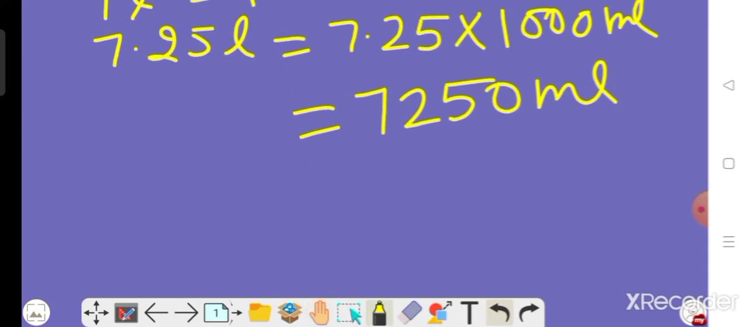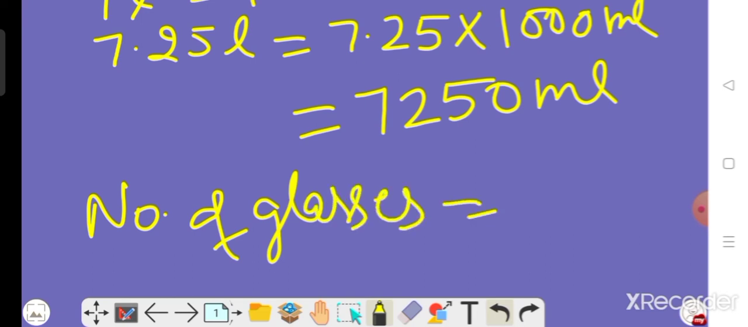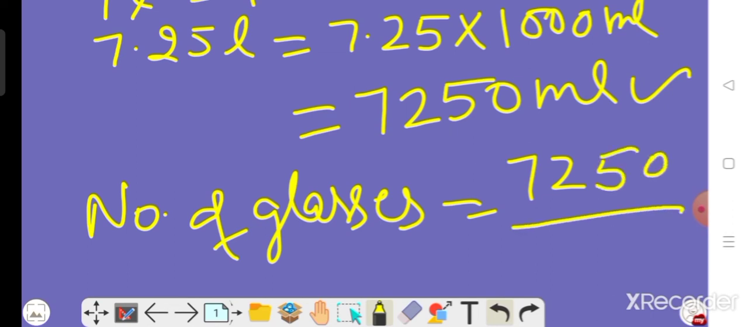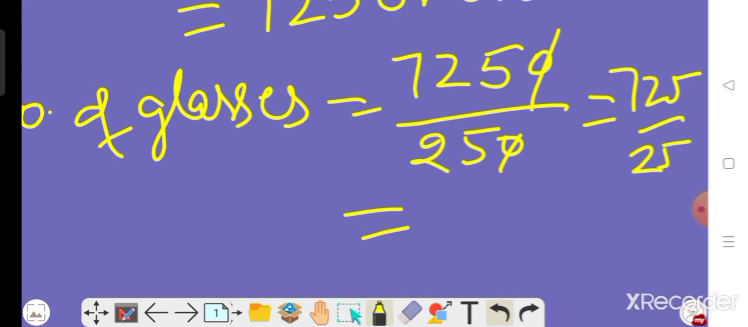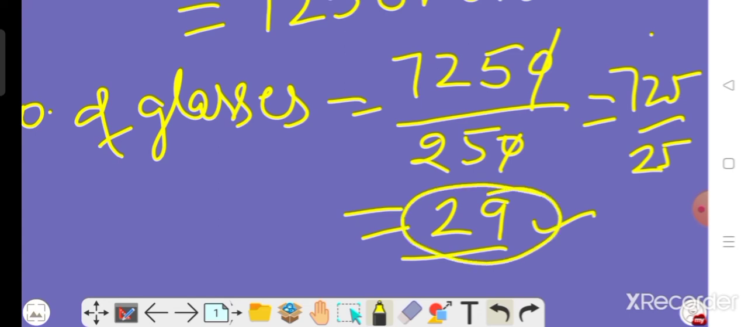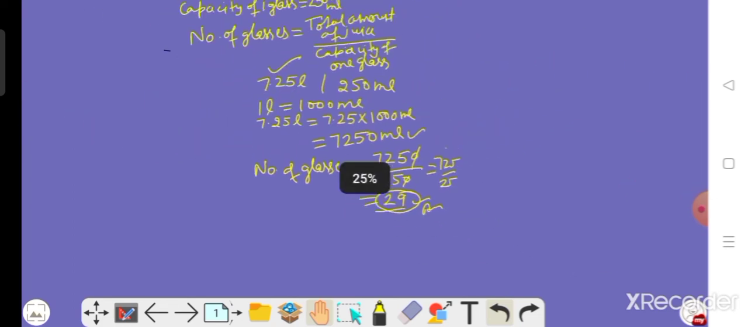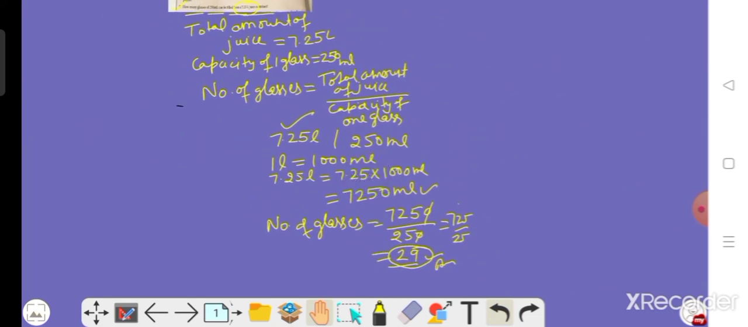Now we are able to solve our question by division. So the number of glasses is equal to the total amount of juice, 7250 milliliters, divided by the capacity of one glass, which is 250. So the number of glasses is equal to, 0 cancels 0, and this will become 725 by 25. When you divide 725 by 25, you will get 29 as your answer, and the number of glasses is equal to 29. This is the solution of your question number 7. I hope you will get it.